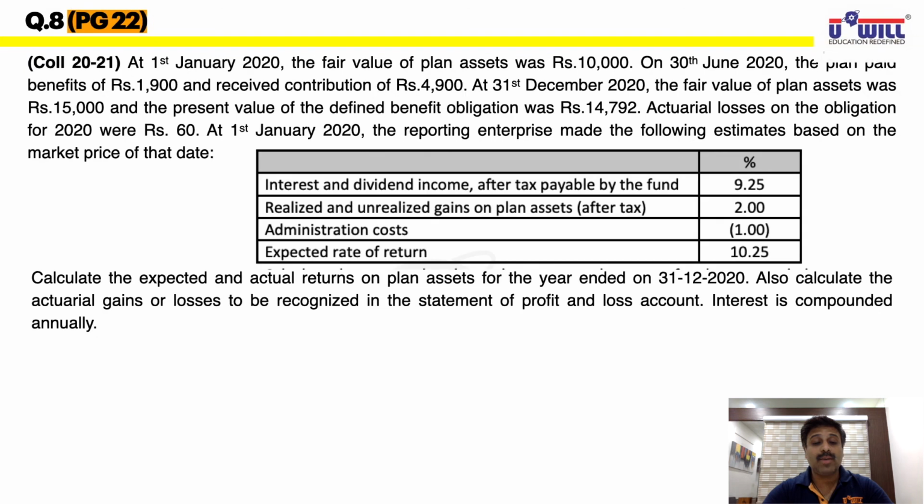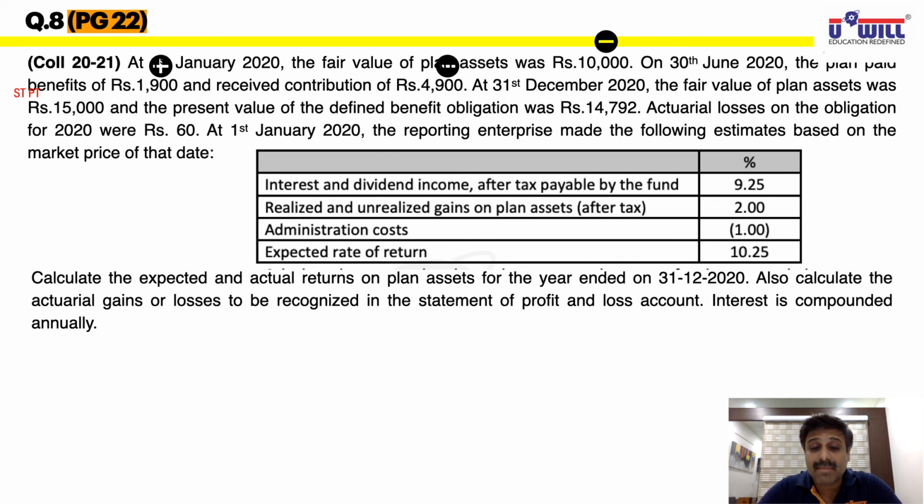Now all of you look at question number 8 on page 22. At 1st January 2020, the fair value of plan assets was 10,000. Now, 1st January 2020 means beginning of the year, so we have to minus it. On 30th June 2020, the plan paid benefits of 1,900. Benefits paid of 1,900 we will plus, and received contribution of 4,900, contribution we will minus. At 31st December 2020, means end of the year, the value of plan assets was 15,000. This will be our starting point to find the actual return.